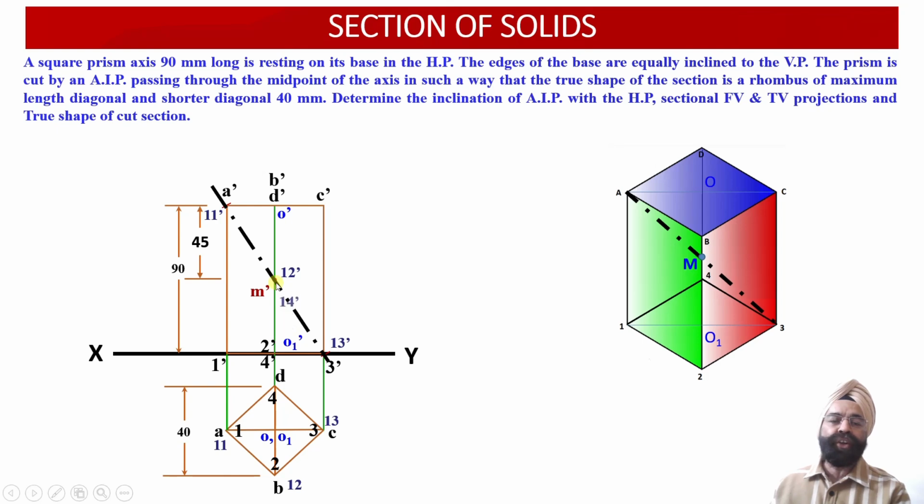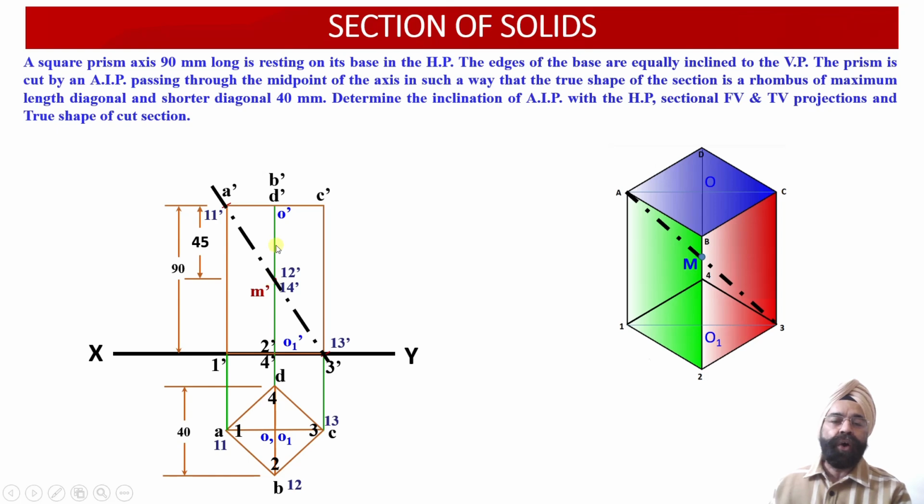So the last point of intersection of the cutting plane with the vertical edge, which is D4, lying on the rear side of the solid, happens to be point 14 dash. So we can see that the vertical edge D dash 4 dash has been intersected by the cutting plane at this point 14 dash, and 14 dash coincides with 12 dash and M dash in the front view projections over here.